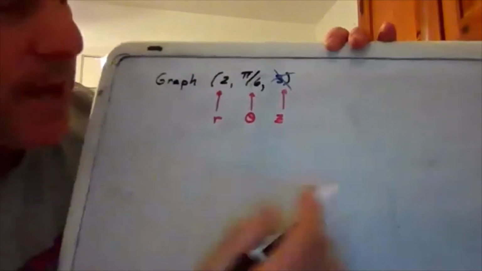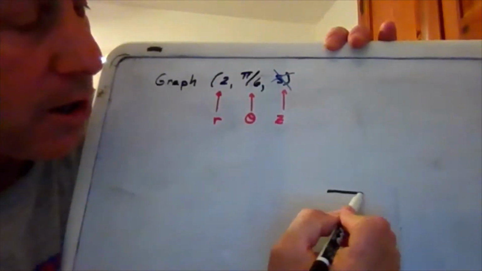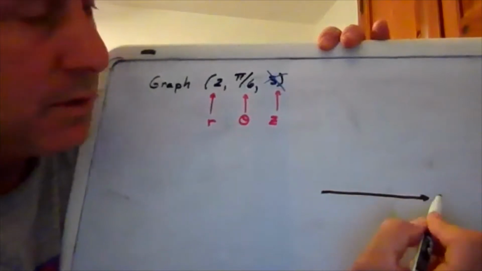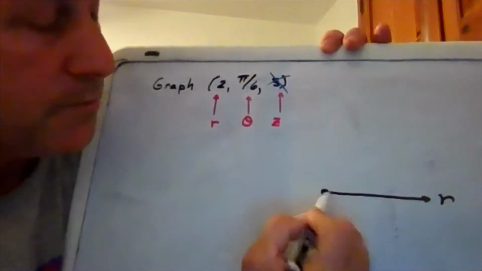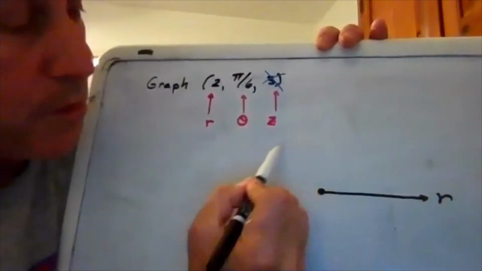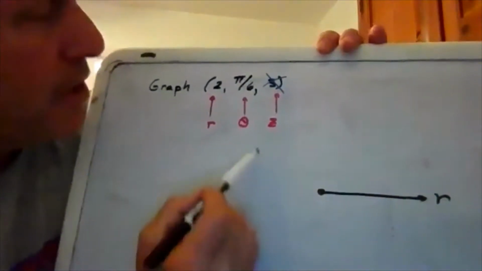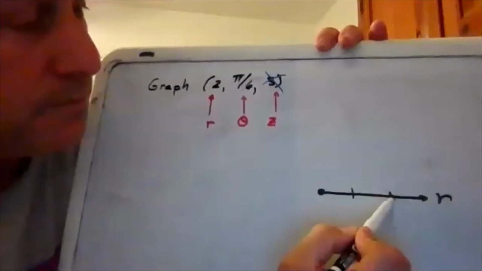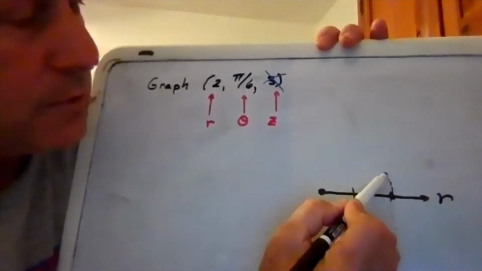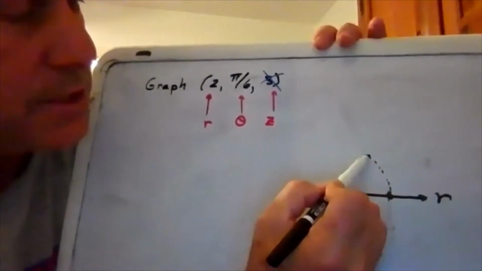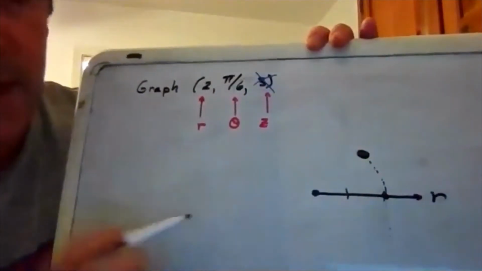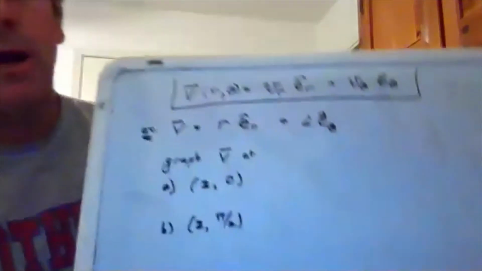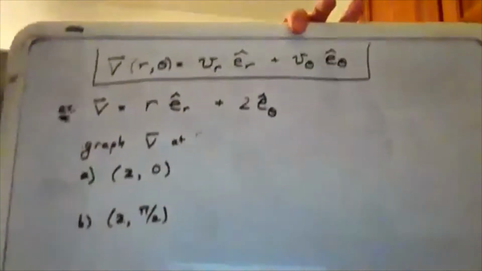And so you can just imagine there being an r axis here like this, okay? There's my origin, and then theta would be rotation from that r axis. So if I was going to do 2 pi over 6, I would go out 2, and then I would rotate 30 degrees like that at a constant radius of 2, and there would be my point like that.